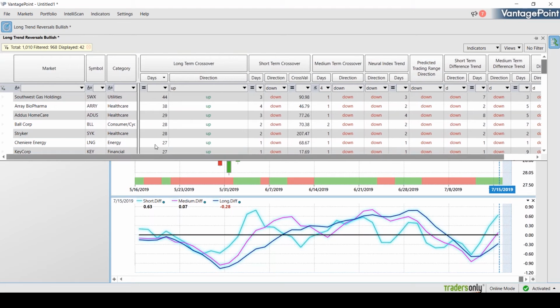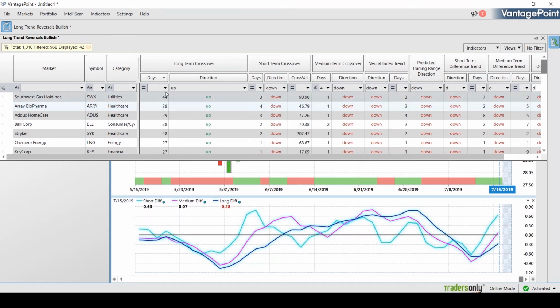and I'm just scrolling over here to the left, some of these that have been moving up for a long period of time, but all of VantagePoint shortest term indicators are saying this market is going to fall. Look at the short term 3 days ago, the medium just crossed over. Neural index showing red, everything here pointed down.